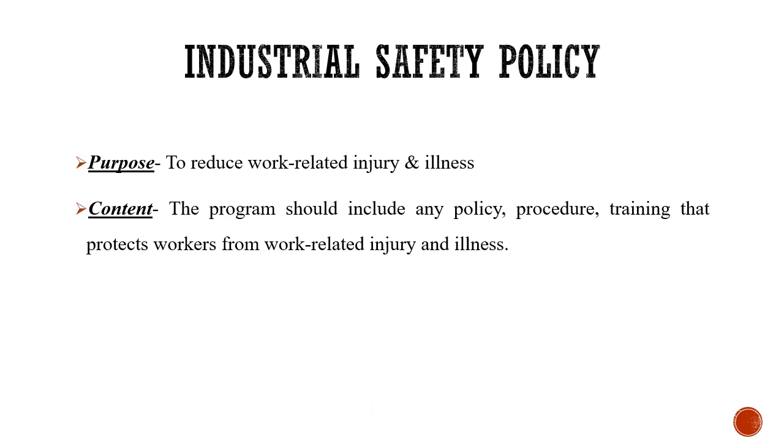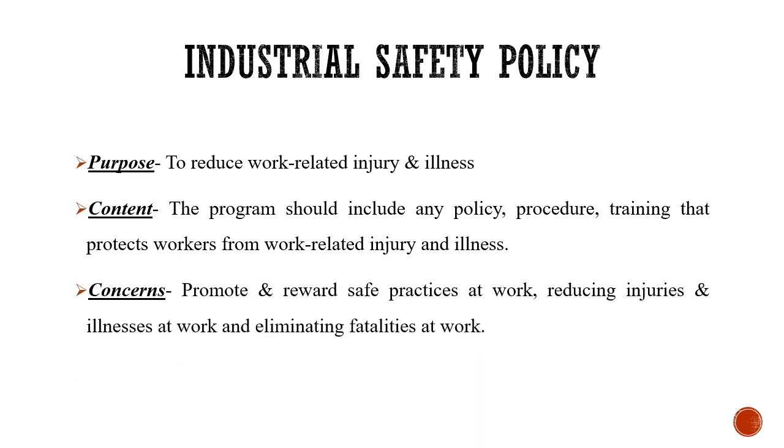Next is industrial safety policy. The purpose of industrial safety policy should be to reduce work-related injuries and illnesses in an organization. The content of the industrial safety policy should be, the program should include any policy, procedure, and training that protects the workers from work-related injuries or illnesses. And it consists of promoting and rewarding safe practices at work, reducing the injuries and illnesses at workplace, and eliminating the fatalities at work.